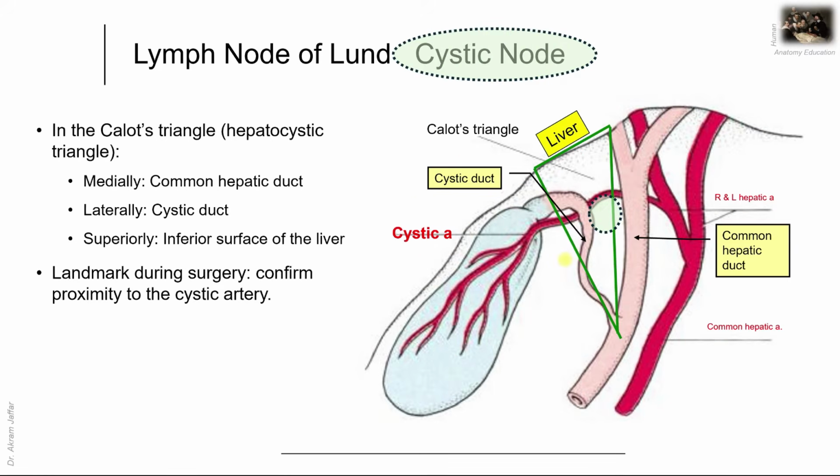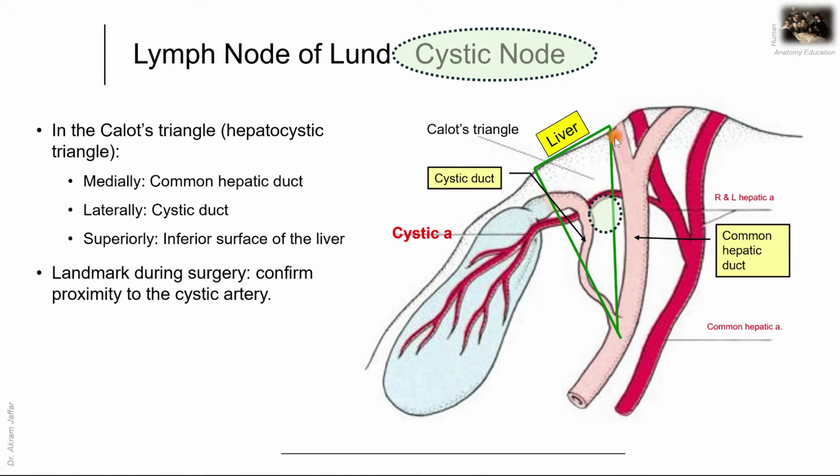A note should be mentioned here about a lymph node that has a special name. It's called the lymph node of Lund, or officially the cystic node. And this is a small lymph node, actually. It is located on the cystic artery, a branch of the right hepatic artery, in a region close to the visceral surface of the liver called Calot's triangle or the hepatocystic triangle. This triangle is very important to identify during laparoscopic cholecystectomy.